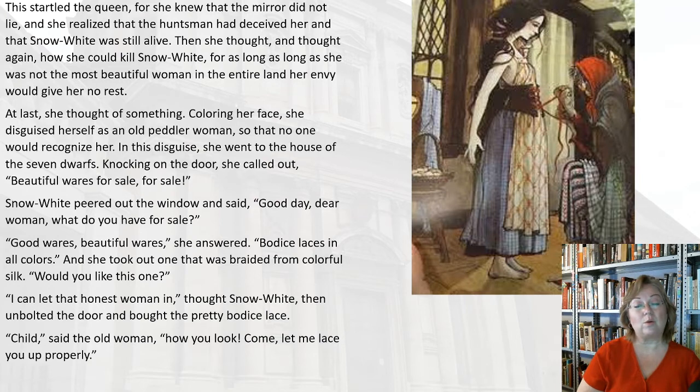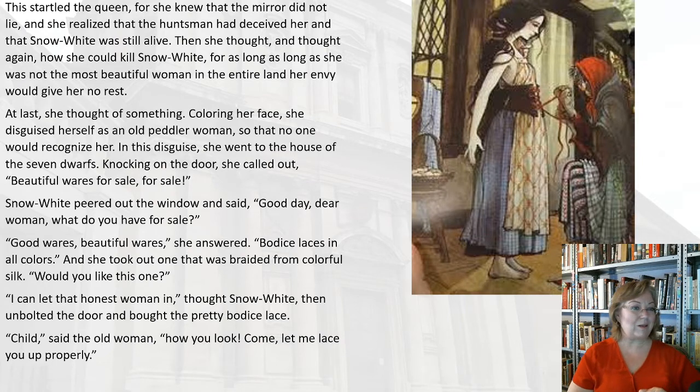Remember, she was told, don't leave the house. But she's opening the window and looking out. "Good wares, my beautiful wares," she answered. "Bodice laces in all colors." The bodice is exactly what you see here in this picture. It's basically a top or a blouse. This bodice is shown as almost a type of corset, but it's more decorative. It's worn on the outside of the clothes. Bodice laces, just like shoelaces, in all colors, and she took one out that was braided from colorful silk.